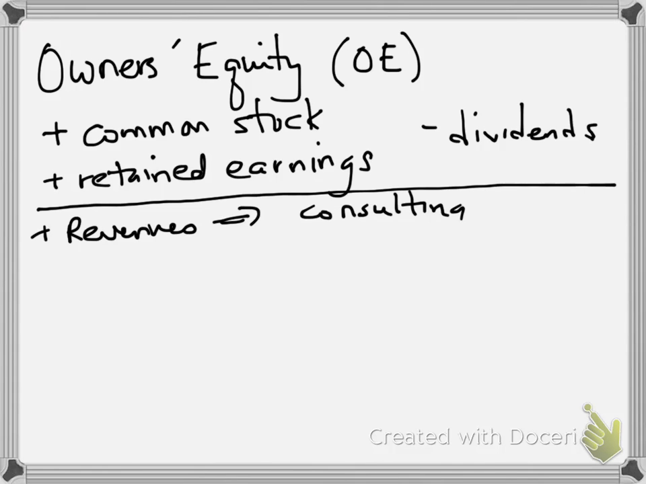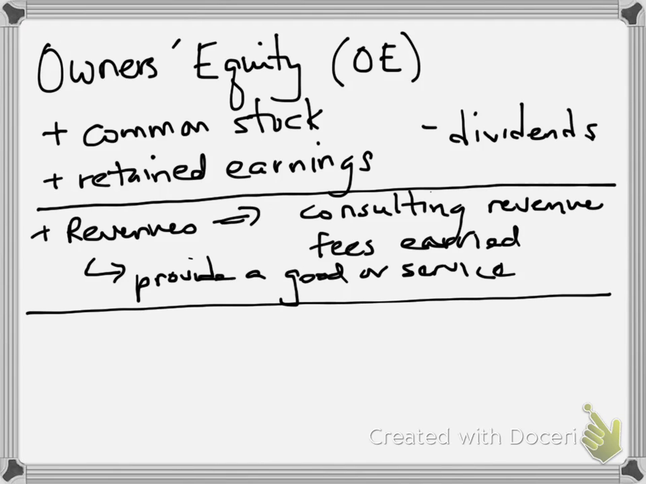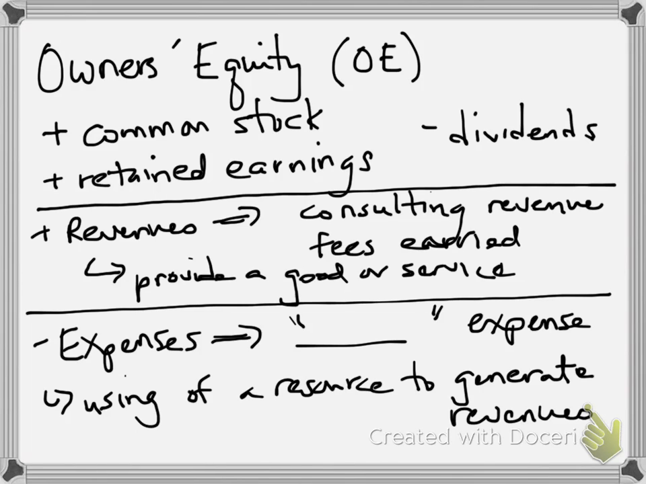Under revenues, the types of accounts we'd be dealing with would be consulting revenue and fees earned. And the revenues always represent the amounts of value that we've provided in goods and services to our customers. And lastly, we have expenses, where pretty much anything blank expense, sort of like we did with payables, generates the expense accounts. So salary expense, rent expense, insurance expense, and all of these represent the amounts or the values where we've used a resource, and we're using the resource in order to generate revenues.